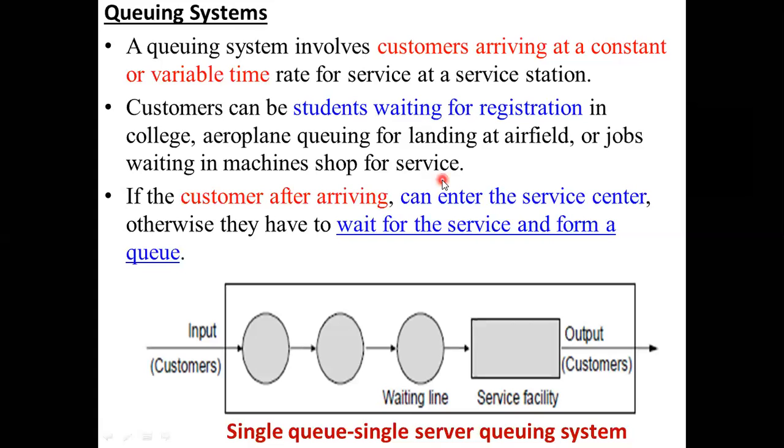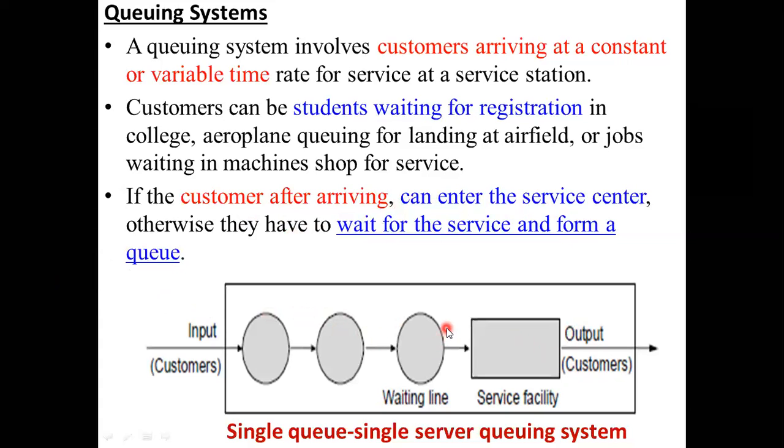Other examples from daily life: customers can be students waiting for registration, aeroplanes queuing for landing at an airfield, or jobs waiting in a machine shop for service. These are other examples of queuing systems. If the customer arrives and the server is free, they can enter the service center. Otherwise, they have to wait for service and form a queue. This is an example of a single queue, single server queuing system.